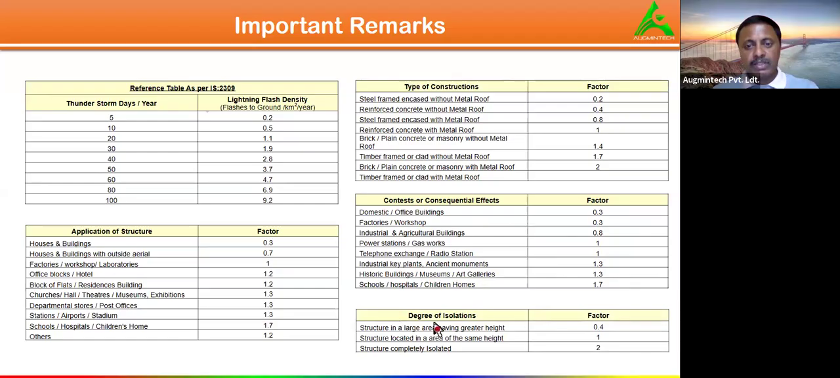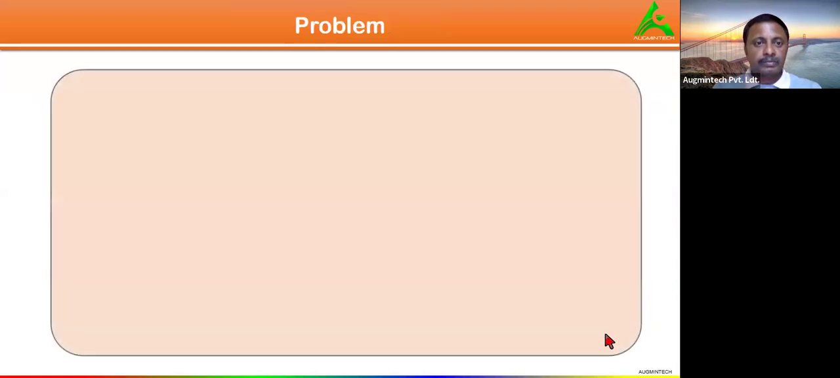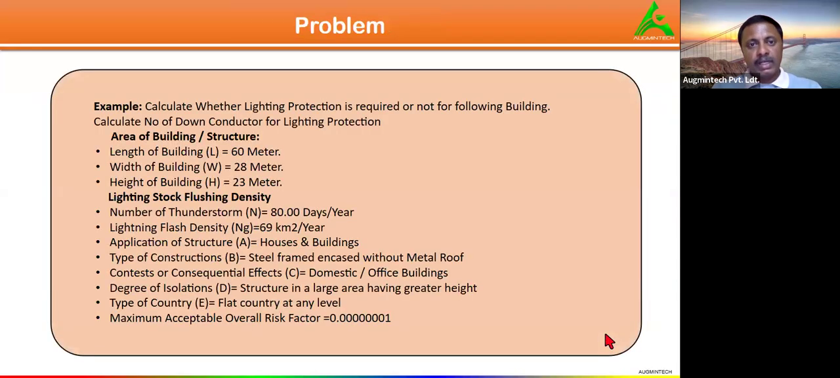So degree of isolation, how much it will be, like a structure in a large area having greater height. In that case, 0.4, and a structure located in an area of the same height, 1, and a structure completely isolated, in that case, a factor 2 has to be applied. Fine. So we'll check with a calculation, an example.